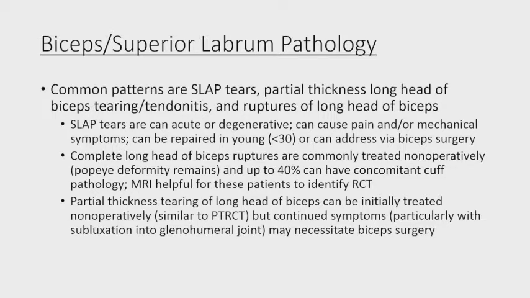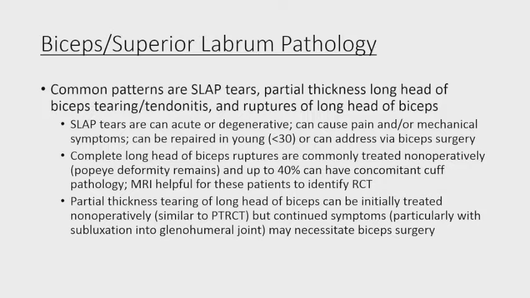Superior labral tears and partial tears of the bicep are very common things that you'll see on MRI reports that can be pain generators concomitant with rotator cuff issues. The categories that we see most commonly in terms of superior labral tears: you can have an acute labral tear, you can have a degenerative labral tear in older patients, you can have full or partial tears of the bicep tendon.